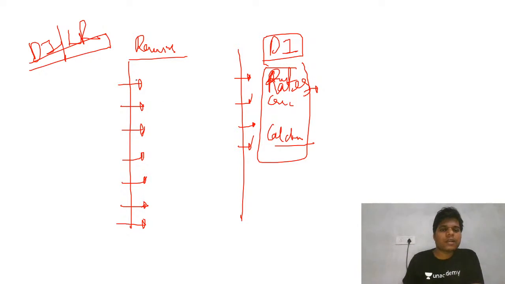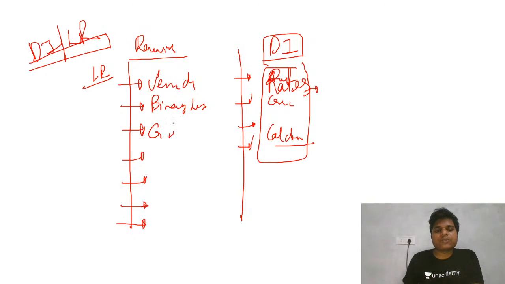And for the LR part, there are many concepts: Venn diagram, binary logic, games and tournament, seating arrangement, Venn diagram, binary diagram.